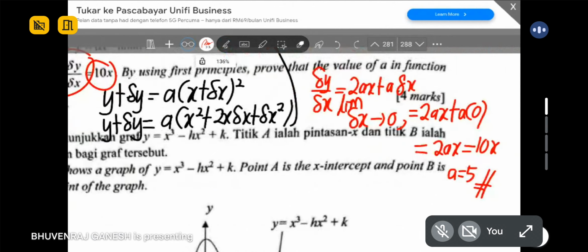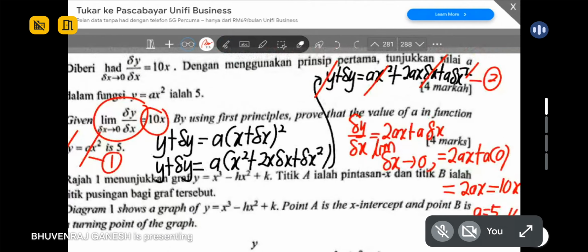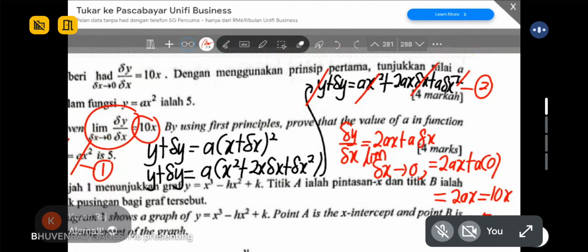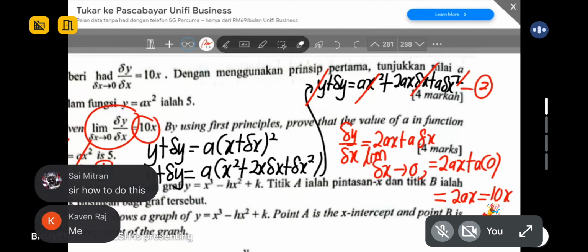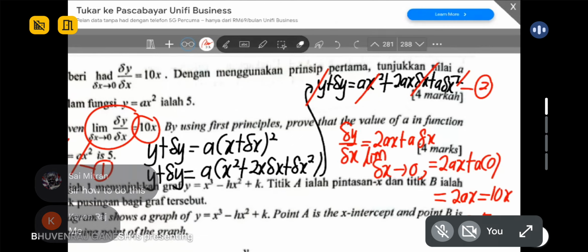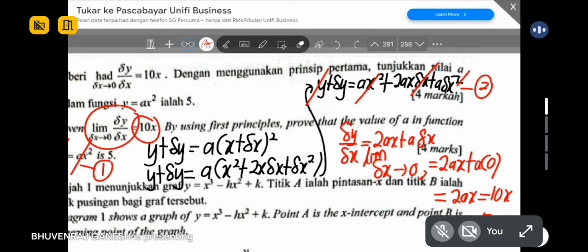Simple or not, guys? AdMaths. Who says AdMaths is hard? So simple, guys. Close my eyes also can do. I close my eye also can solve the question. Ayo, how to do this? Which one? What how to do? I already explained, guys, how to do.